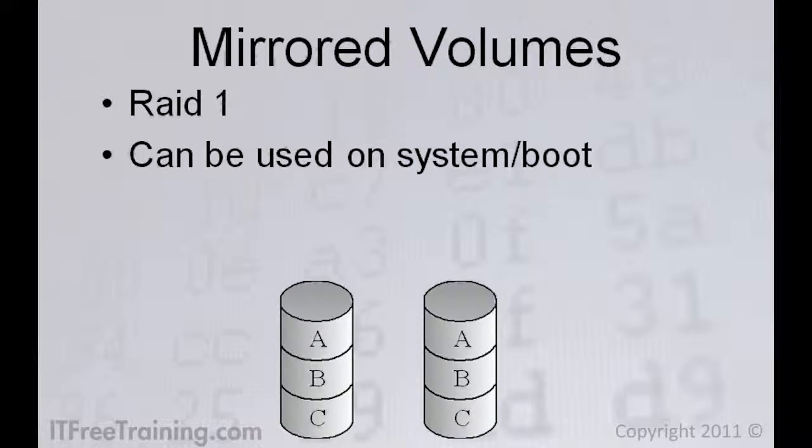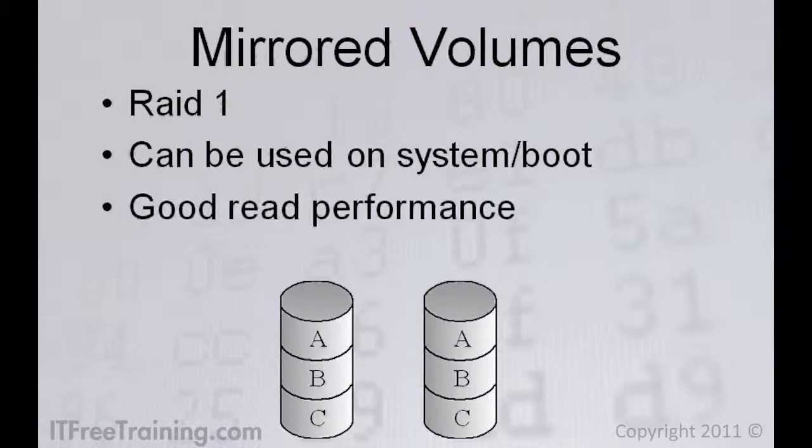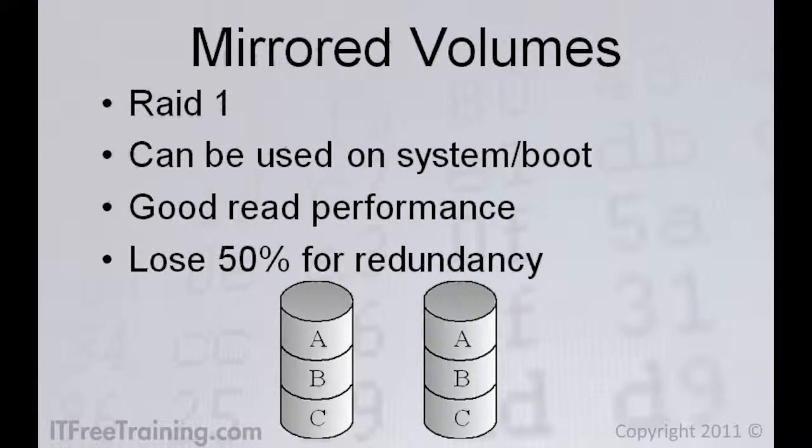Since a copy of the data is on both hard drives, read performance is increased since the operating system can read both hard drives at the same time. Write performance is about the same. The disadvantage with mirroring is that it takes half of your disk space for redundancy. In other words, mirroring doubles the cost of your drive space.